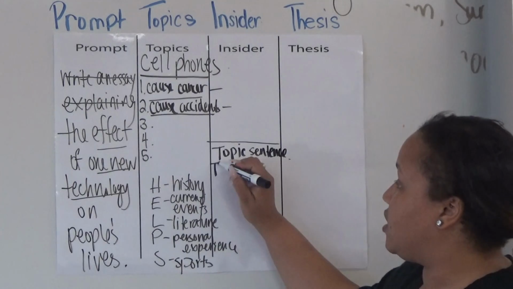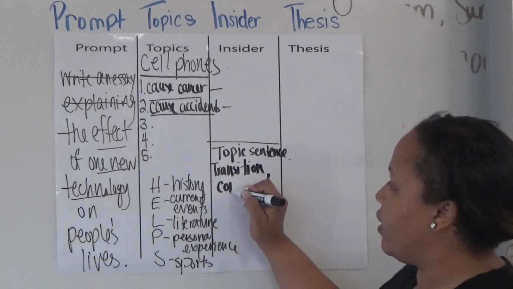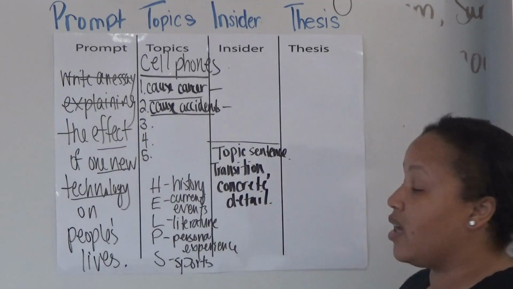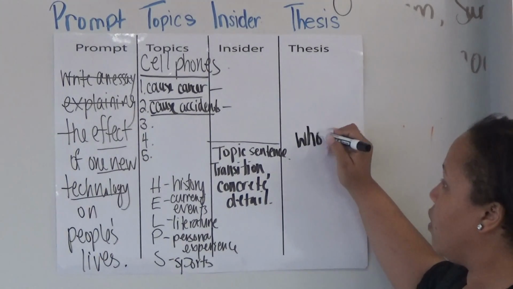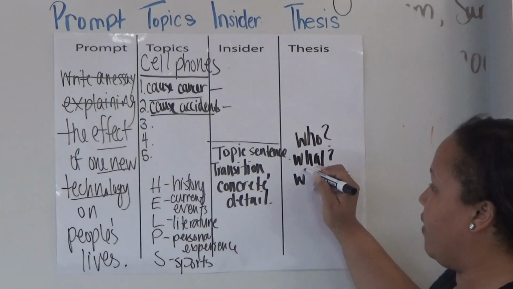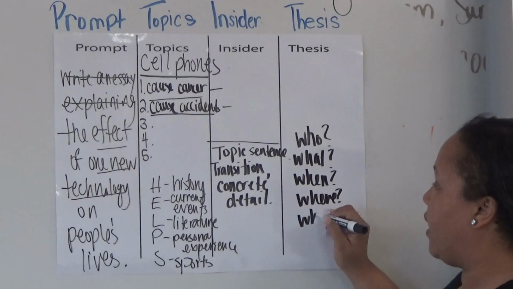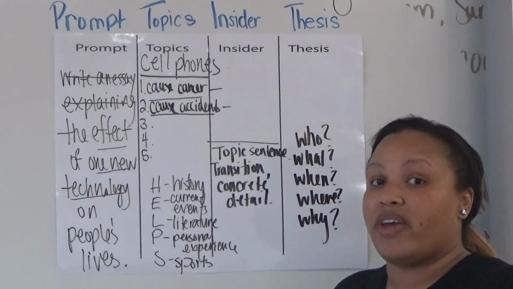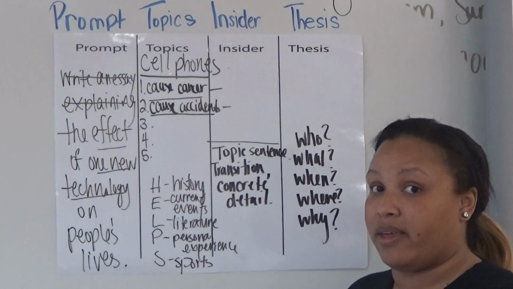Then you go into your transition with your concrete detail. The concrete detail answers 5 questions. Who are you talking about? What did they do? When did they do it? Where did they do it? And why did they do it? Giving this amount of details in one sentence will elevate your score. It shows that you're explaining the topic as opposed to telling them.